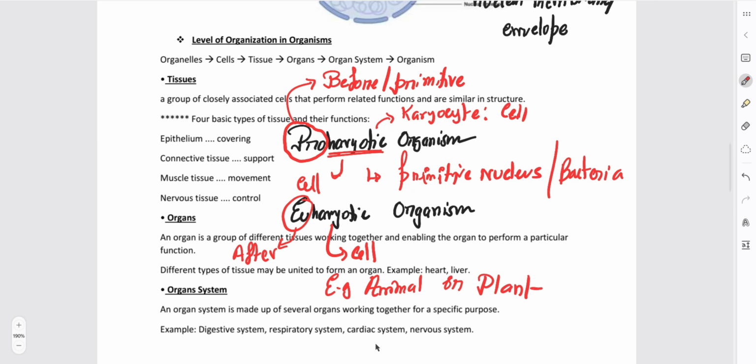So if we were asked to talk about the differences between prokaryotic and eukaryotic organisms, one of them will be the primitive nucleus, and the other one will be that they have a stable nucleus, right? And then we can say where they are found. The prokaryotics are examples of bacteria. The eukaryotics are examples of animal or plant cells, right?